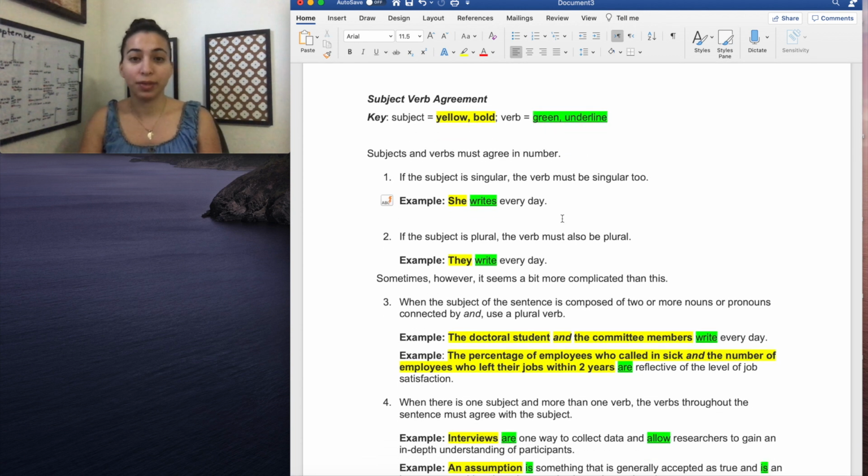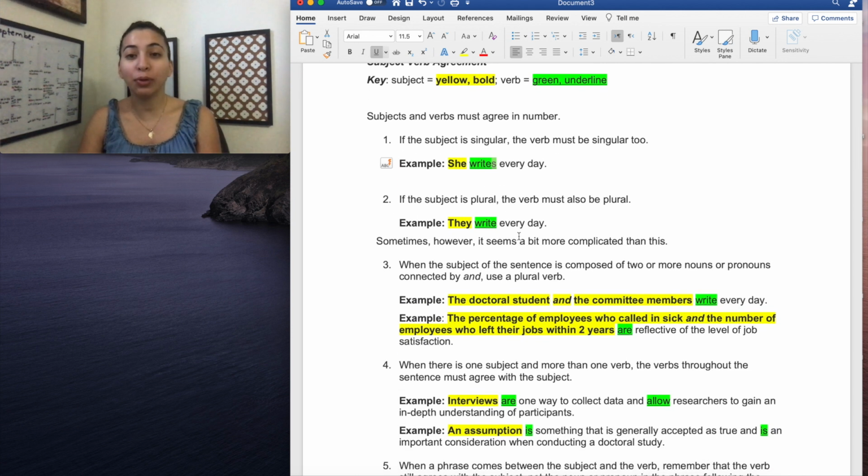So here are our rules. If the subject is singular, then the verb must be singular too. She writes every day. She is singular. Writes is also singular. Remember, in third person singular for simple present, we add an S. That's the general rule. If the subject is plural, the verb must be plural too.